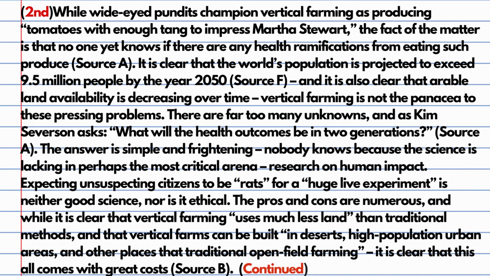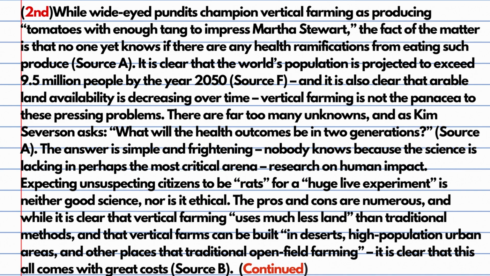So again, second premise begins fourth sentence of the body paragraph. And my students usually just head into some quotes and/or paraphrases. Fourth sentence, get into your sources. So this student says, while wide-eyed pundits champion vertical farming as producing tomatoes with enough tang to impress Martha Stewart, the fact of the matter is that no one yet knows if there are any health ramifications from eating such produce.